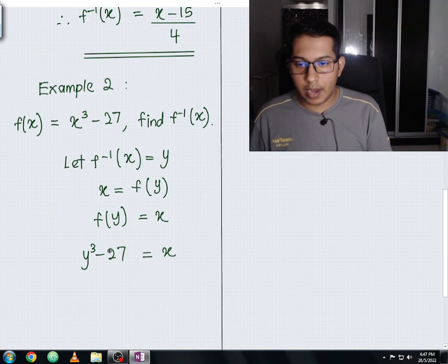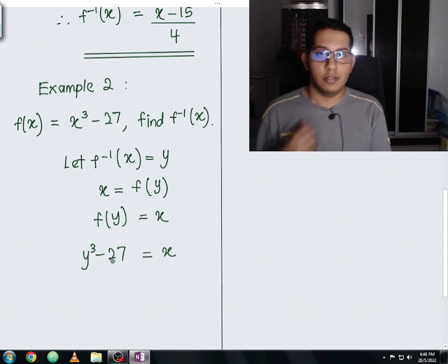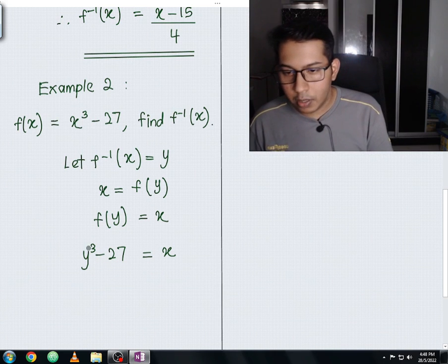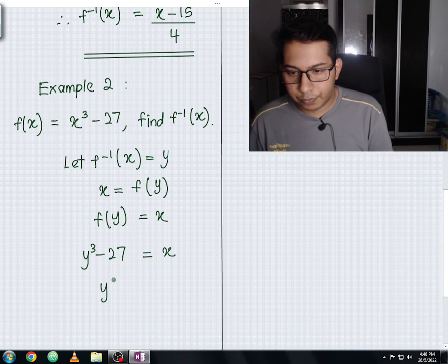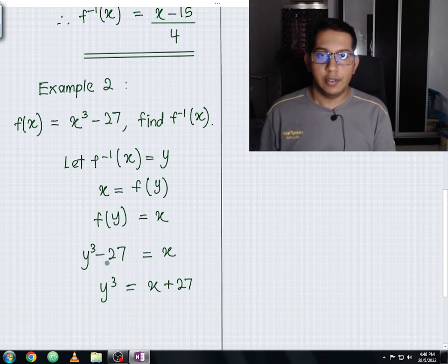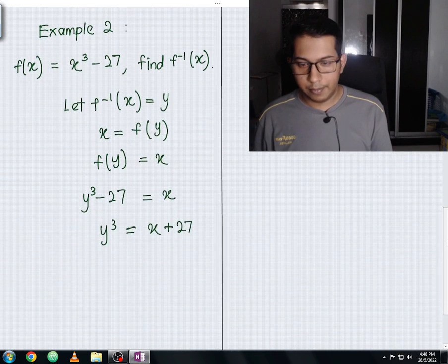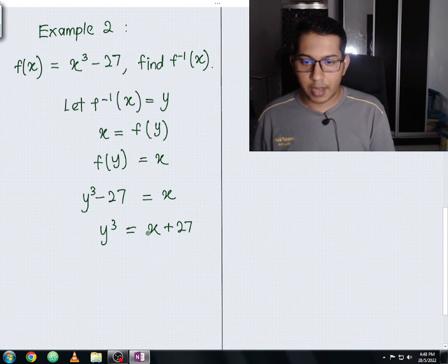Okay, so I hope you understand the concept over here. F y, so it becomes y cubed minus 27. So from x cubed minus 27, since you're substituting y into the f x over here, it becomes y cubed minus 27, guys. I'm trying to recall you from the previous subtopic. So y cubed is equals to x plus 27. The negative 27 from the left hand side, you move it over to the right hand side. So y cubed is equals to x plus 27.